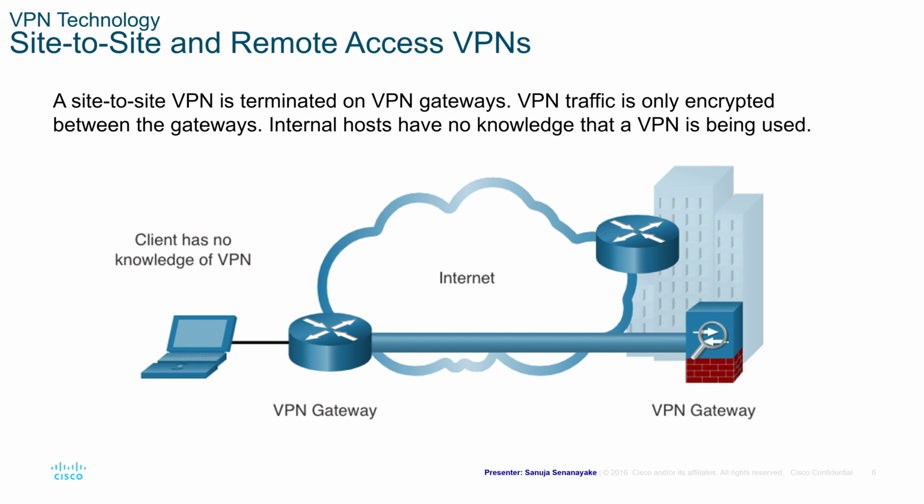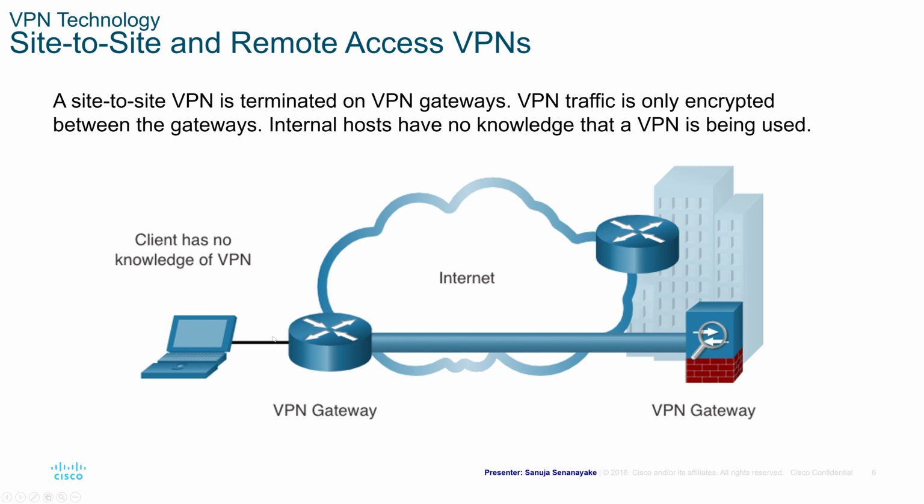So let's look at site-to-site and remote access VPNs. A site-to-site VPN is terminated on VPN gateways. VPN traffic is only encrypted between those gateways, and the internal hosts have no knowledge that a VPN is being used. So imagine you have two sites. Let's say you have a site in Calgary and you have a site in Edmonton. So you have hundreds of users in Calgary and, let's say, 50 to 60 users in Edmonton.